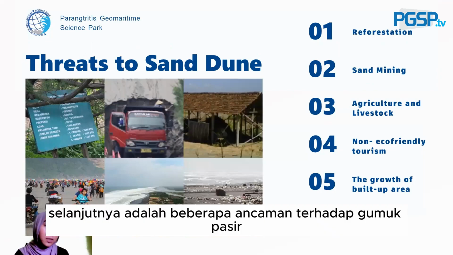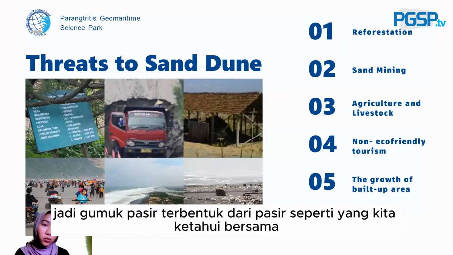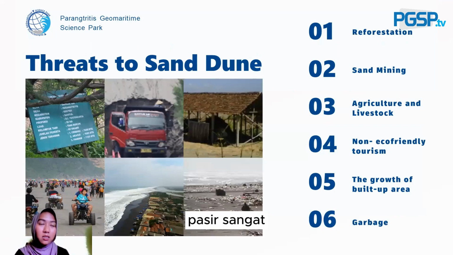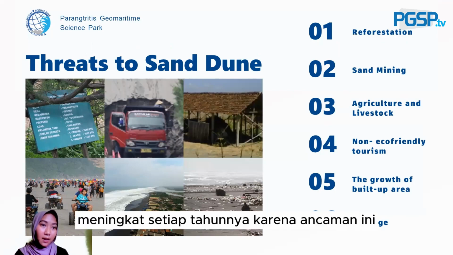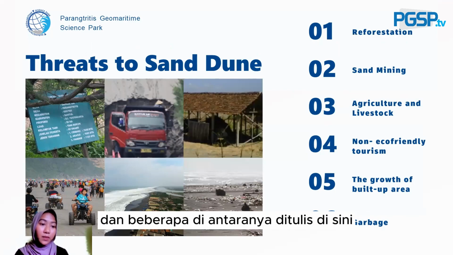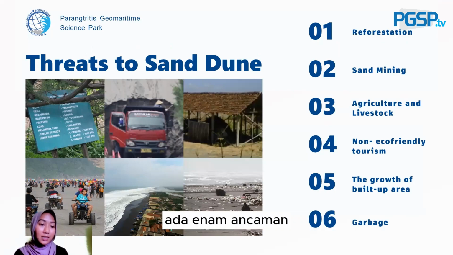Next are some threats to sand dunes. Sand dunes are formed by sands, as we all know, and sands are very easily blown away by the winds. The area of sand dunes can increase each year because of these threats, and some of them are written here. There are 6 threats that are concerning the sand dune existence right now.